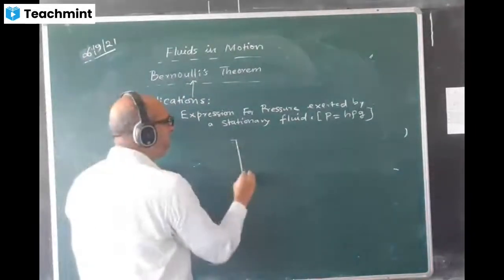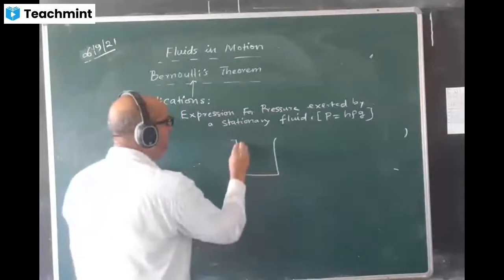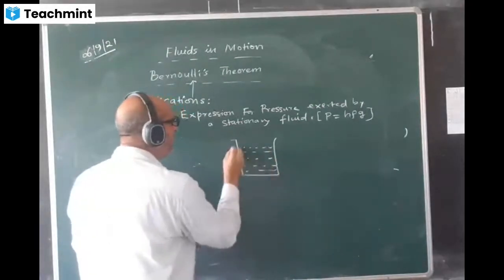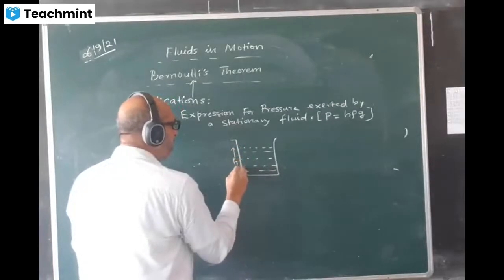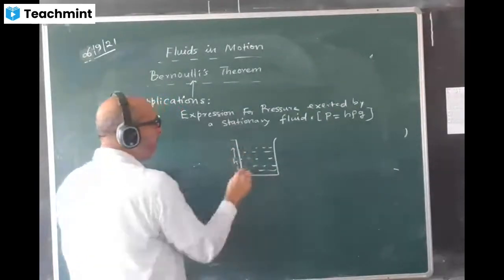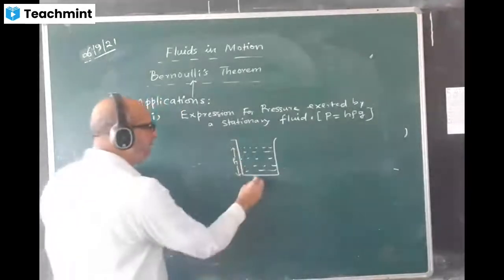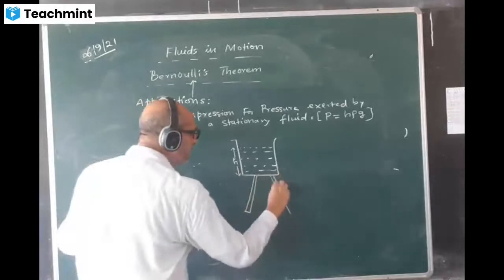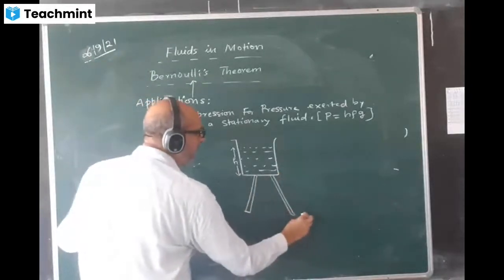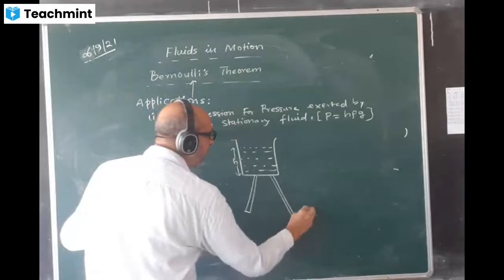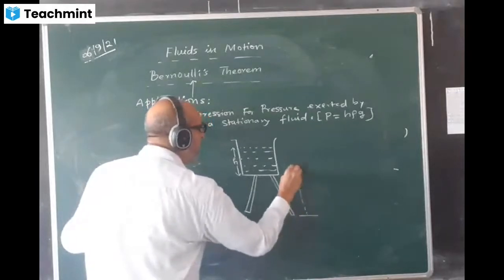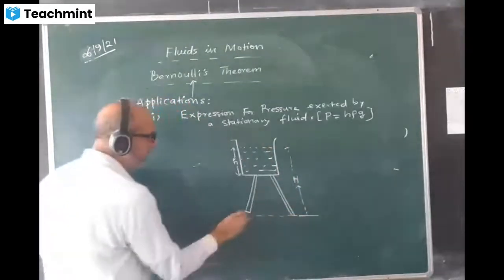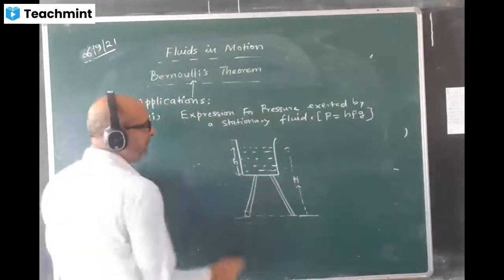We'll take a container in which there is some liquid. The height of the liquid is h. This is called the depth of the liquid, or we can call it the height of the liquid column. Suppose it is on some support here. This height is h, and the height of the liquid from the ground level is capital H, till here.